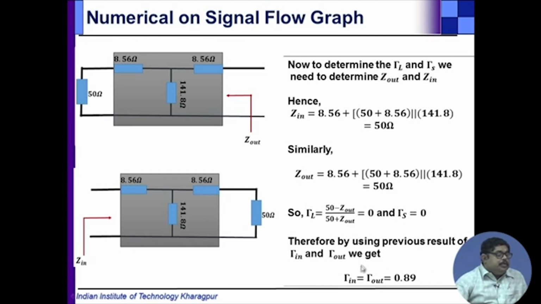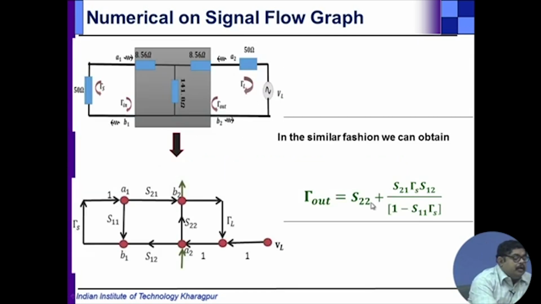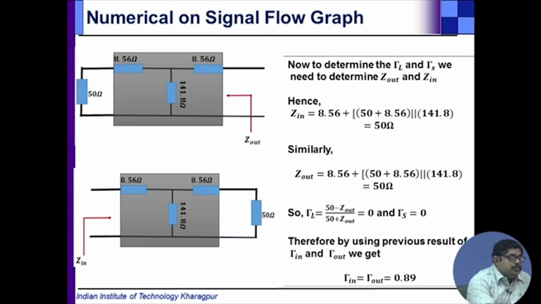If you put gamma L and gamma S as 0 here, it is simply S11, and the output one is simply S22. So, this is 0.89, that is all.